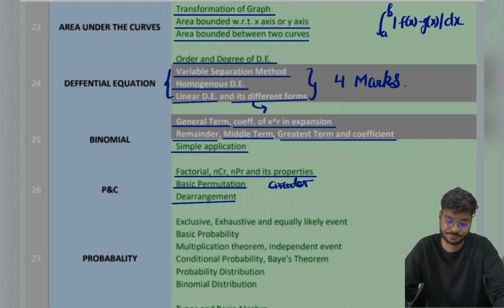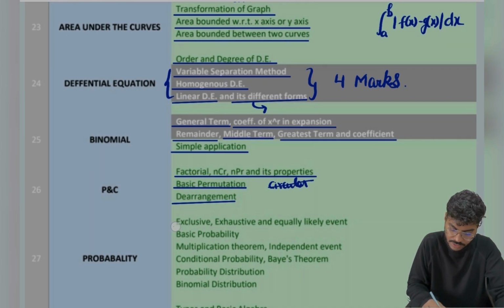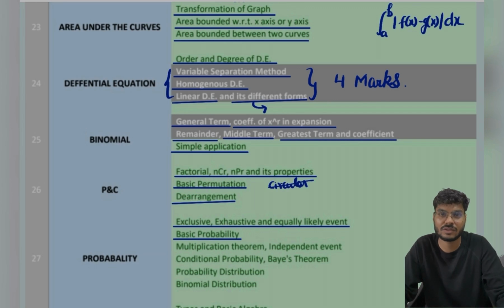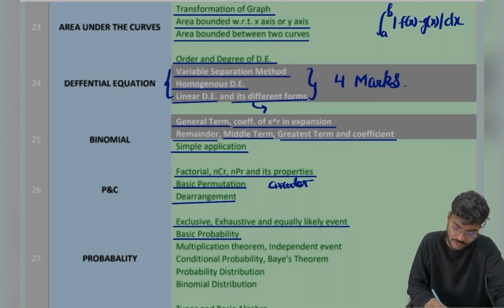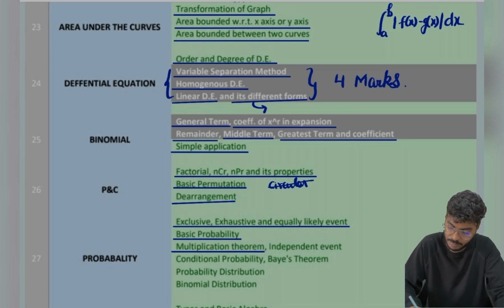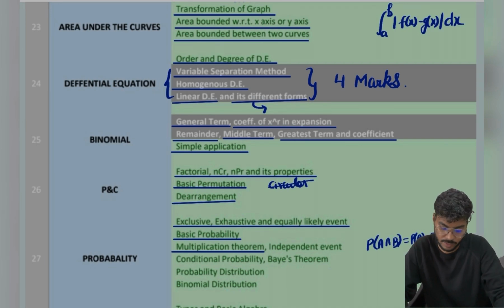In probability, what are exclusive sets, exhaustive sets, and equally likely events? Basic properties, right? Basic probabilities. Normally they can ask, a dice is thrown and all, right? Then the multiplication theorem. What is the multiplication theorem? P of A intersection B is nothing but P of A into P of B by A, and so on, P of B into P of A by B.